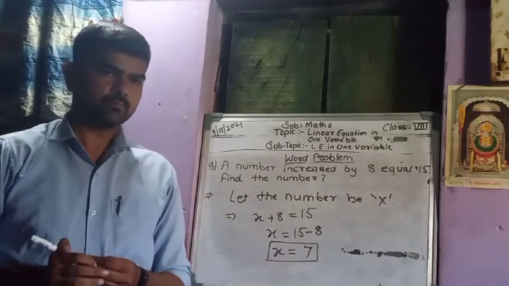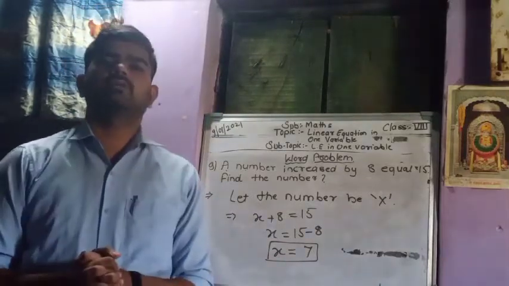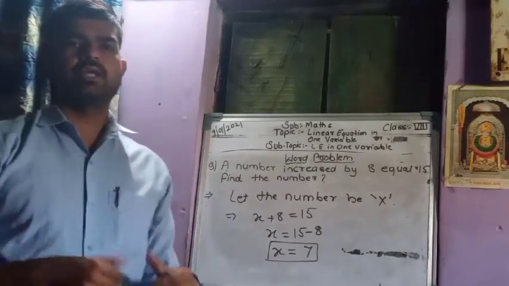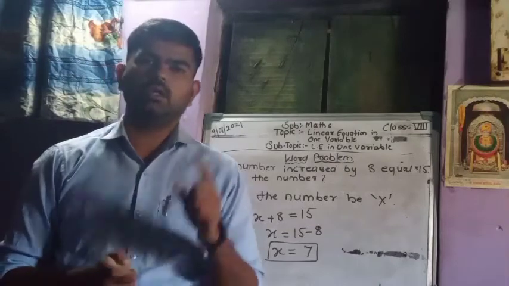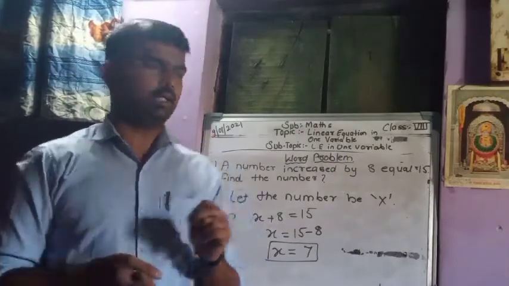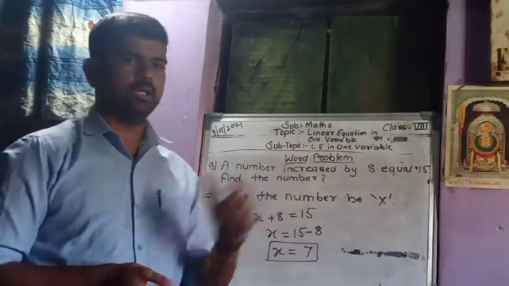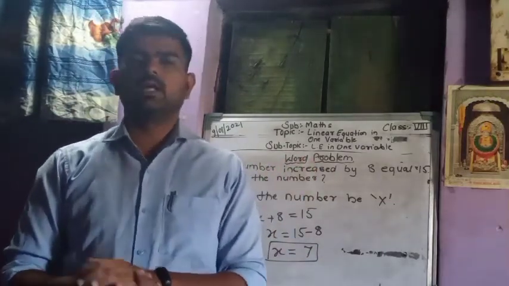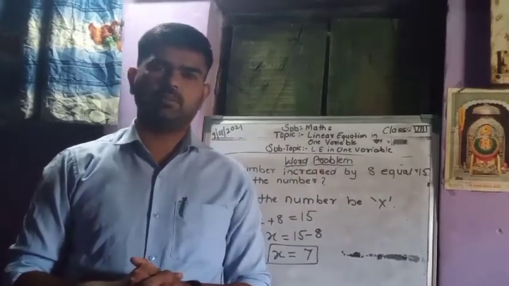So friends, today we have seen the linear equation in one variable. We have seen in that 4 different kinds of properties, and then we have solved problems on equation with one variable, equations with variables on both sides, and finally we have seen the word problem, how to solve the word problem. It's all about the linear equation in one variable.